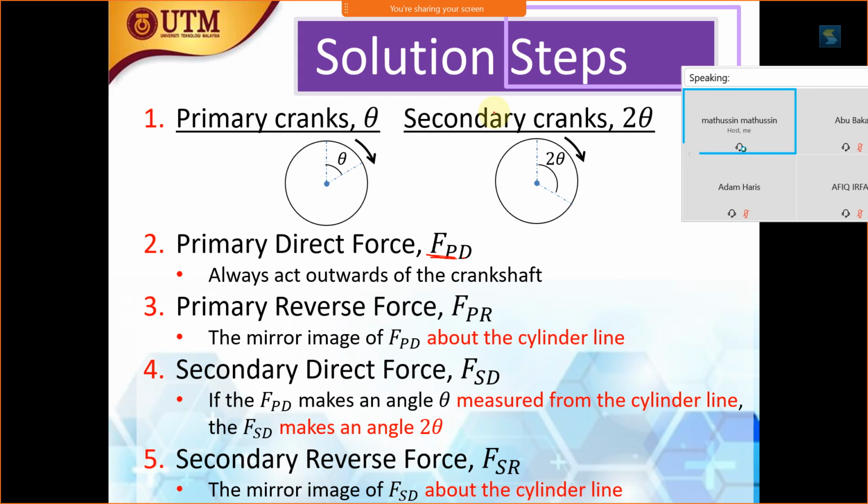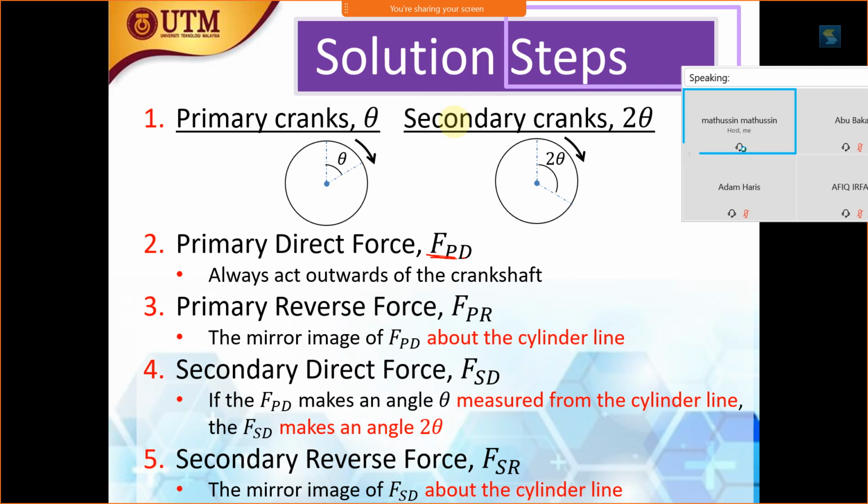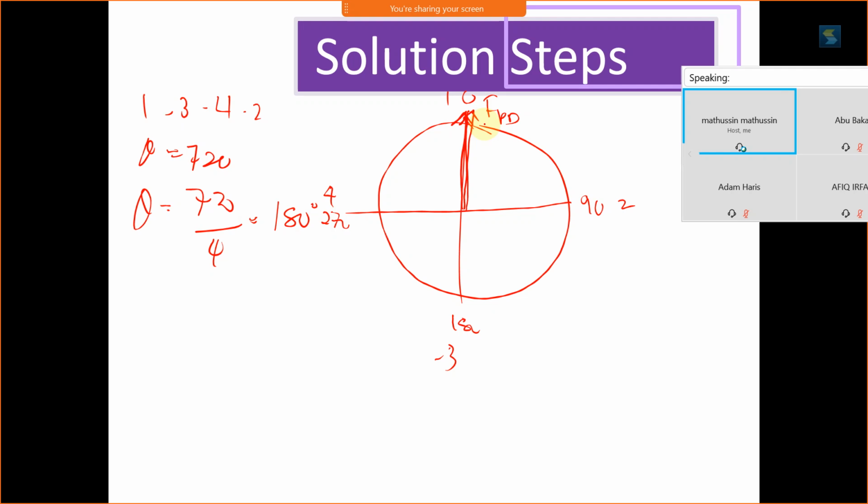So in order to find the primary reverse force, it should depend on the cylinder line. For example, if we have the cylinder line of crank, this is the cylinder line of 1, this is the cylinder line of 2, 3, 4. Okay, so untuk dapatkan FPR for cylinder line number 1 should be the same. So meaning to say that the primary reverse force must be upward as well for cylinder number 1. For cylinder number 2, they should be reverse. So from number 1 to cylinder number 2 is here. So this is theta, isn't it? Theta. So untuk dapatkan dia punya reverse, it must be reverse daripada line. So maksudnya untuk nombor 2 dia must be downward.